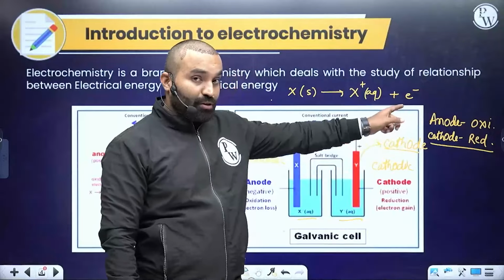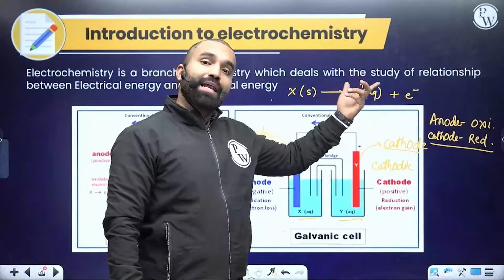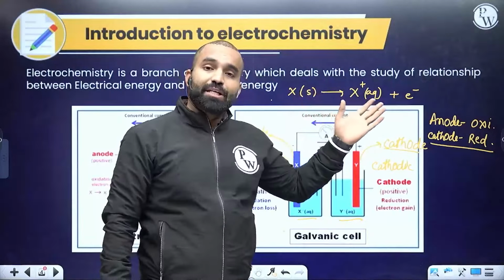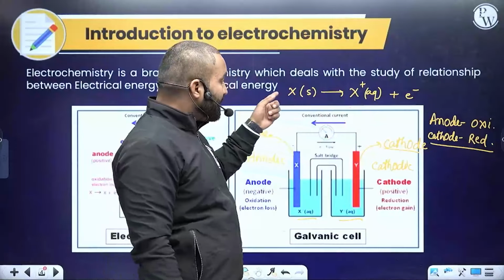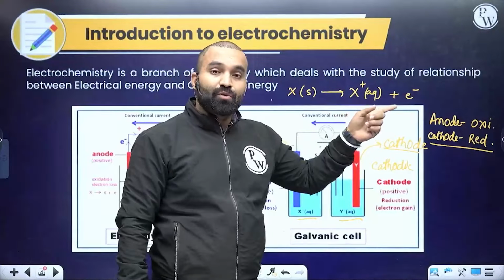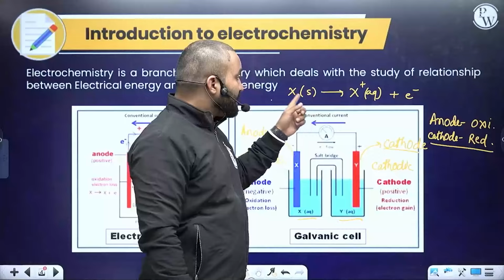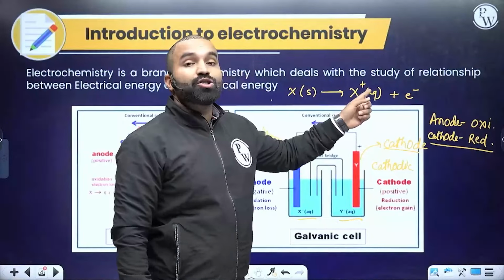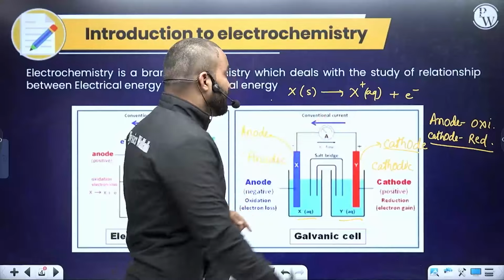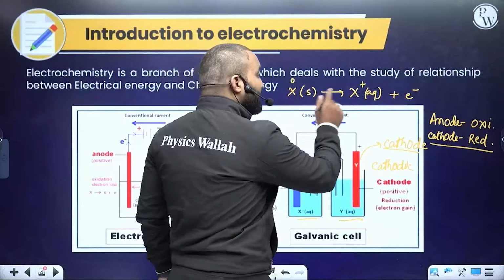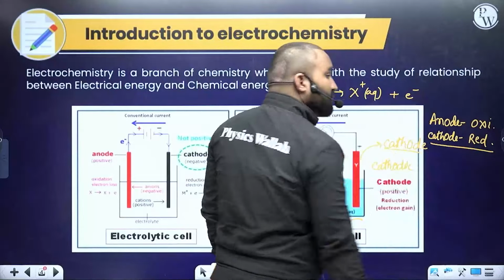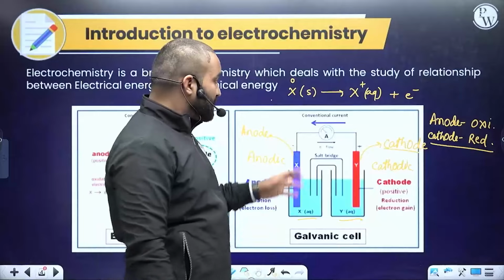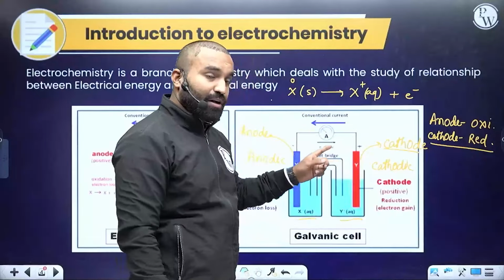There might be 2 electron loss. Remember, there might be n electron loss, but just for simplicity, for the understanding purpose, I am writing this. This is called an oxidation process, when one material increases its oxidation state. Here the oxidation state was 0, here it is +1, and the loss of electron is associated with this reaction. So this is an anodic reaction.